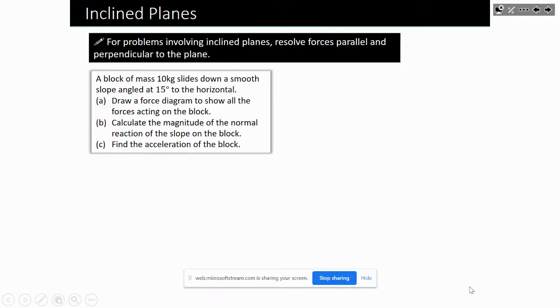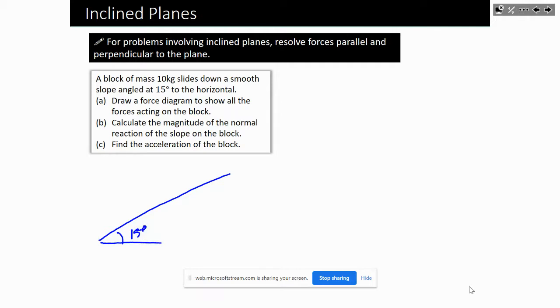So when we have an inclined plane, it's important for us to draw ourselves a diagram. A block of mass 10 kilograms slides down a smooth slope angled at 15 degrees to the horizontal. So first thing I'm going to do is draw that diagram. I have a slope, and the angle between the slope and the horizontal is 15 degrees. Make sure we use degrees, not radians.